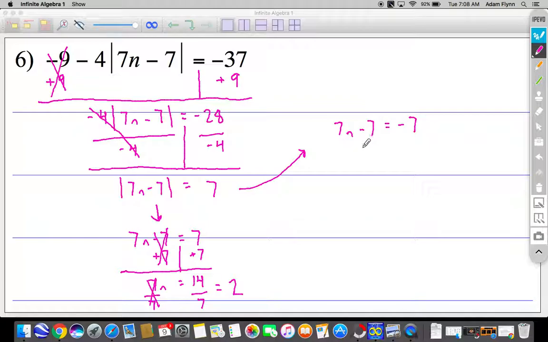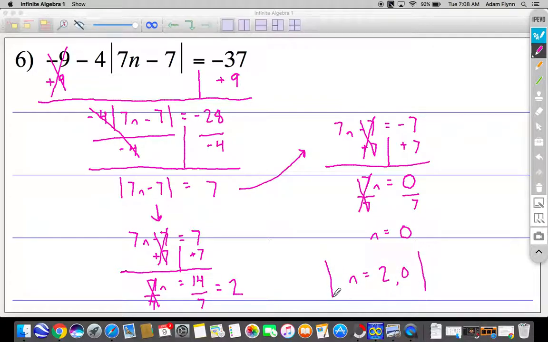And up top here, we will add 7 to both sides. Negative 7 plus 7 cancels, just like we wanted. So we are left with 7n equals negative 7 plus 7, which is 0. So we'll divide both sides by 7. So n ends up equaling 0 divided by 7, which is just 0. So our two values for n are going to be 2 and 0.